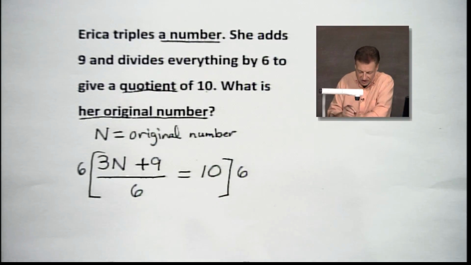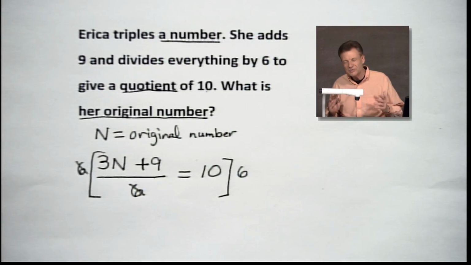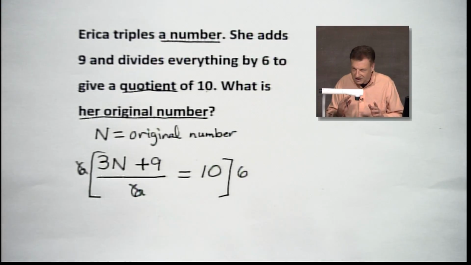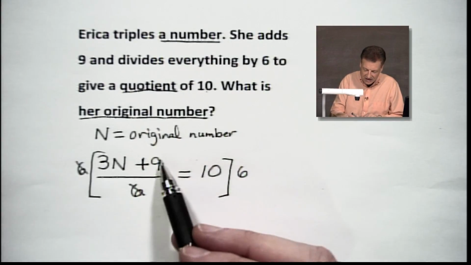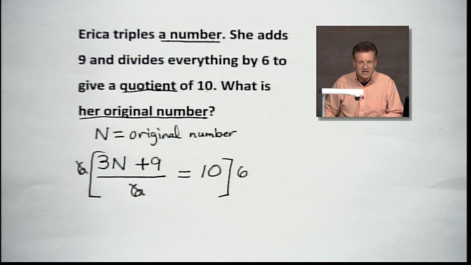Now what happens here? I get that cleanup effect. I say goodbye to that fraction. You say, well, could you have made 3n over 6 and make 1/2 n? Sure I could. That'd be fine. And then I'd come out here and say 9 over 6, and I've still got a fraction. This way, I'm going to clean up the fractions completely.